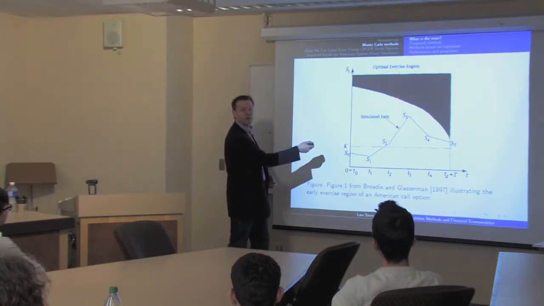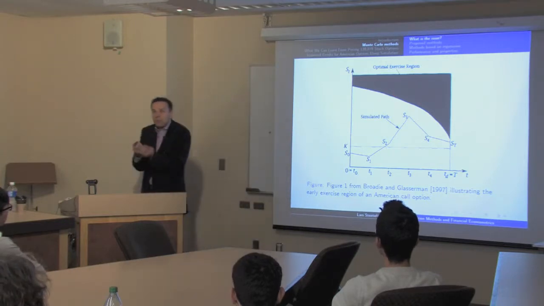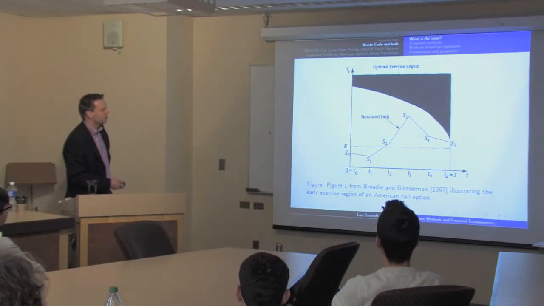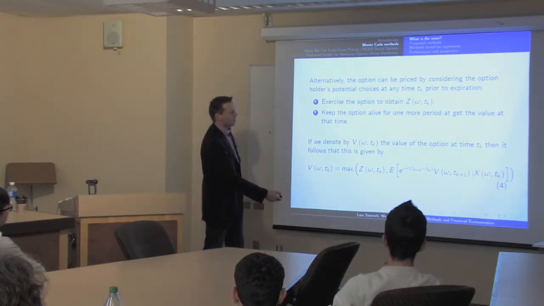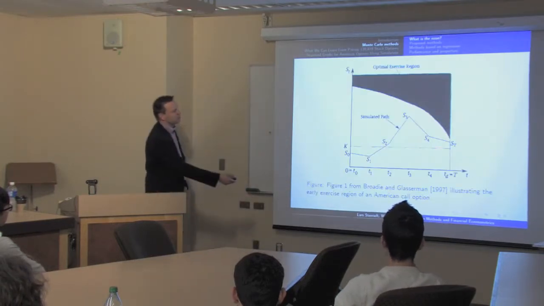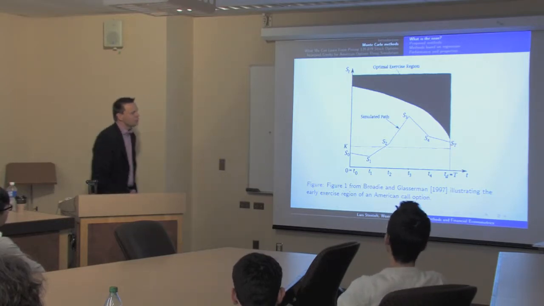If I get outside of here, exercising the option is worth more right now than actually holding the option. The tricky thing is to figure out what this is, what that expectation is. The tricky thing is to figure out how this looks. Okay? So how can I do that?